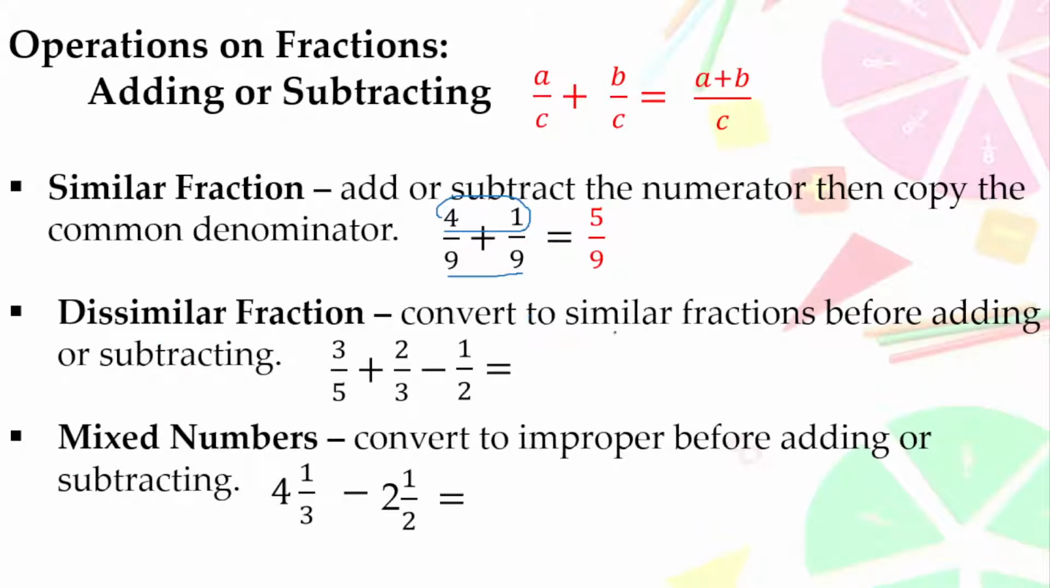And then, the next one po is dissimilar fractions. Convert to similar fractions before adding or subtracting. Ayan. So, kapag dissimilar po, kailangan nyo po muna siyang i-convert into similar fractions para po makapag-proceed kayo ng operation. Okay? So here, kailangan po natin malaman ang least common multiple ni 5, 3, and 2. So we will get po 30. Okay? 30 po yung makukuha natin dyan. Yan po ang LCM nilang tatlo.